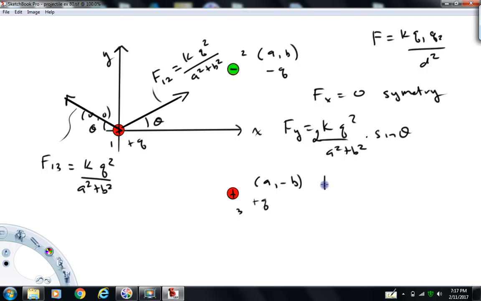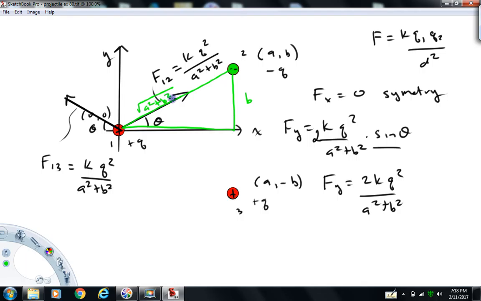In my next line, we're going to have 2kq squared over a squared plus b squared. Okay, now we'll deal with the sine theta. This time I'll leave the triangle there. I'm going to get that from this triangle. This side right here is b. This side is going to equal the square root of a squared plus b squared. So sine theta is equal to b over square root a squared plus b squared. I'm just going to go ahead and multiply that, b over square root a squared plus b squared. And basically there's my net force.